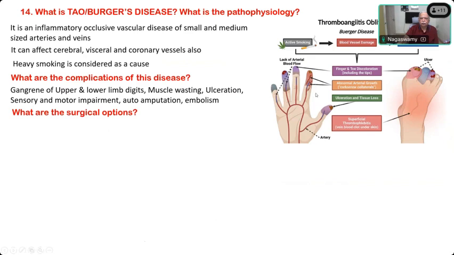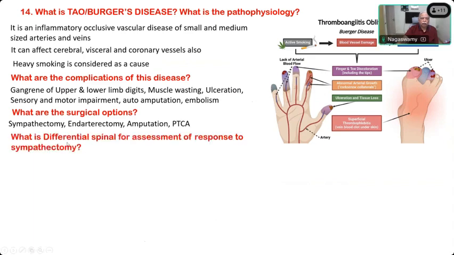Because you can see in this picture, it is small and medium vessels which are affected, not the major vessels like what you get in your regular atherosclerotic or diabetic vascular disease, where the femoral or popliteal major vessels can undergo bypass grafting. So if it is gangrenous, then amputation. Sympathectomy, endarterectomy, amputation, and PTCA. These are the options that you can do for treating this condition. What is differential spinal for assessment of response to sympathectomy?